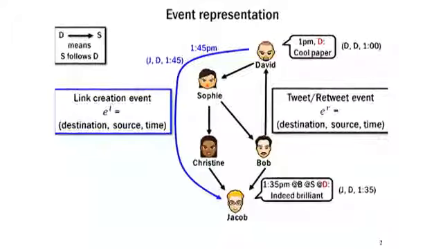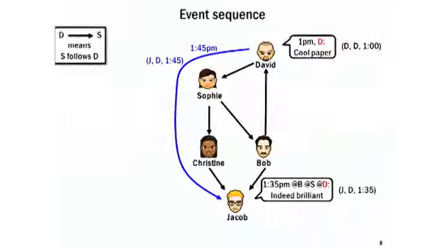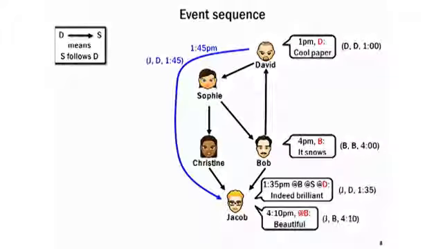Of course, each node in a social network is not going to generate just a single event. It's going to generate a sequence of events. For instance, Bob is going to generate an original tweet at 4 p.m., and then Jacob is going to retweet it. And you're going to record his retweet as JB410, right? And then Jacob can also generate his own original tweet. You record it as JJ5, yeah?